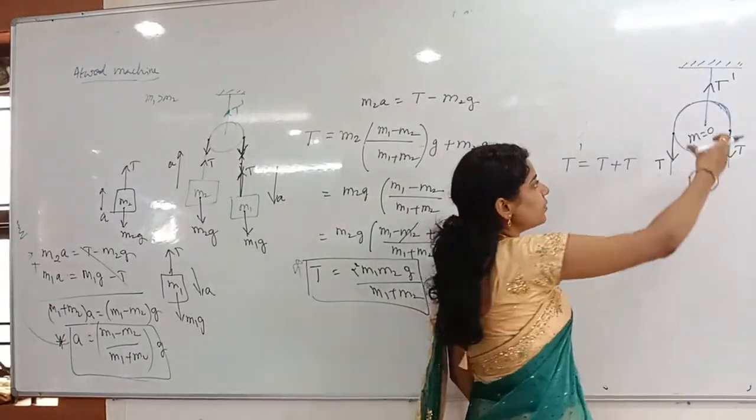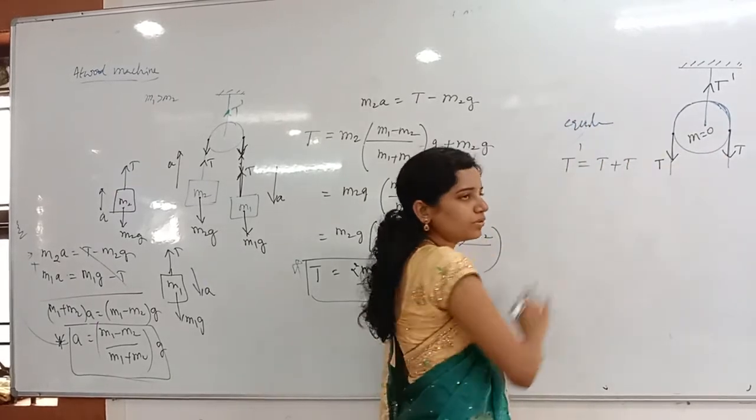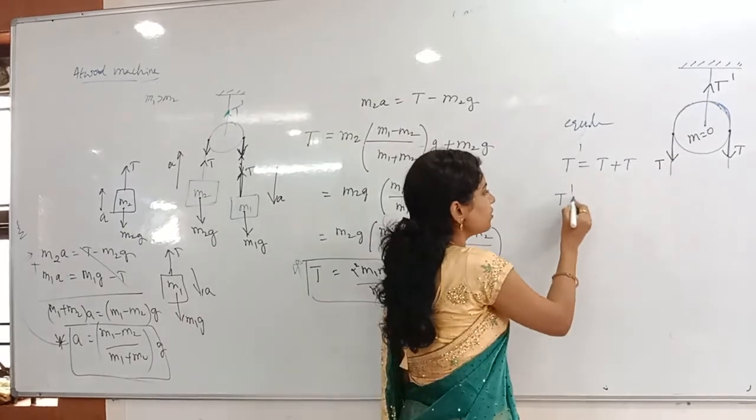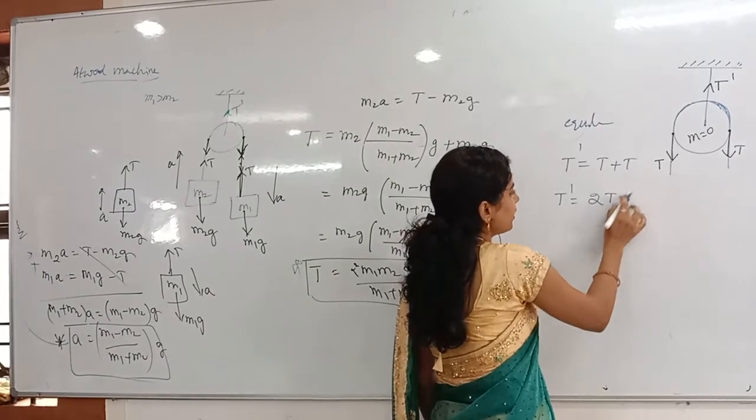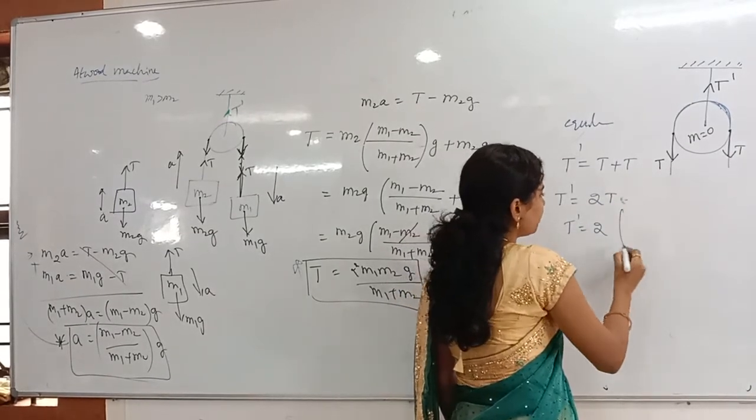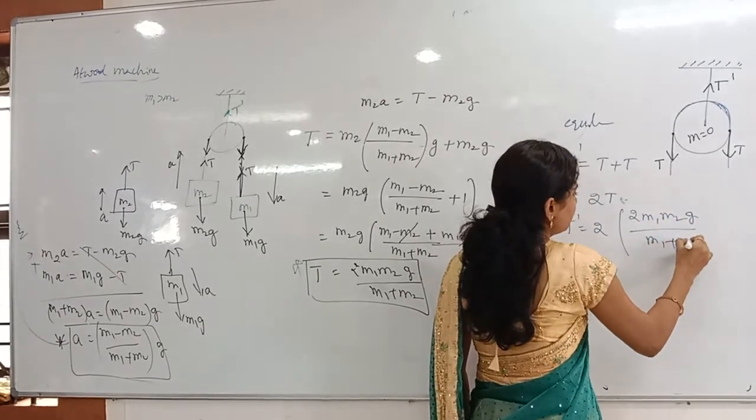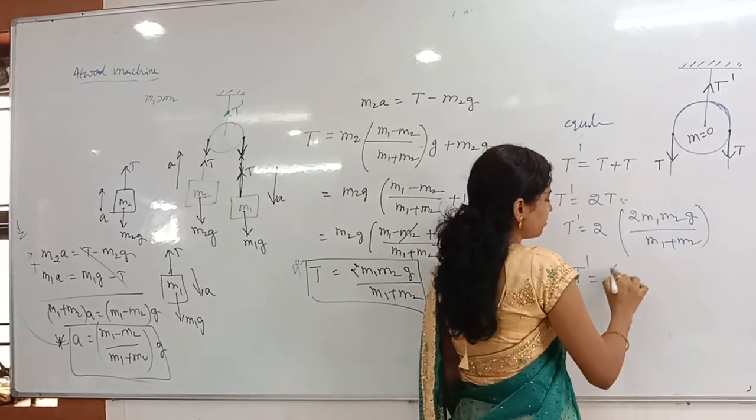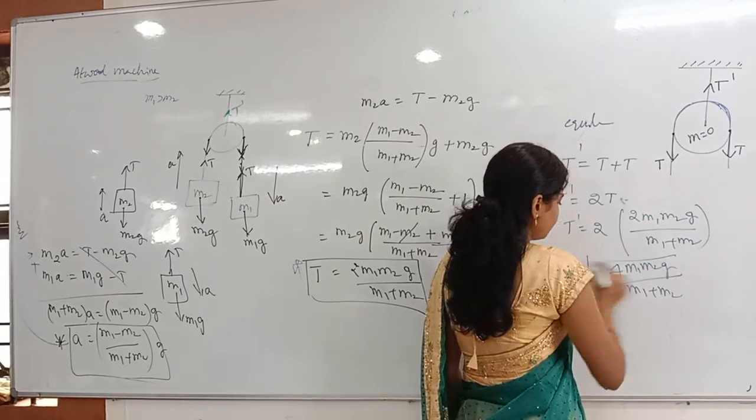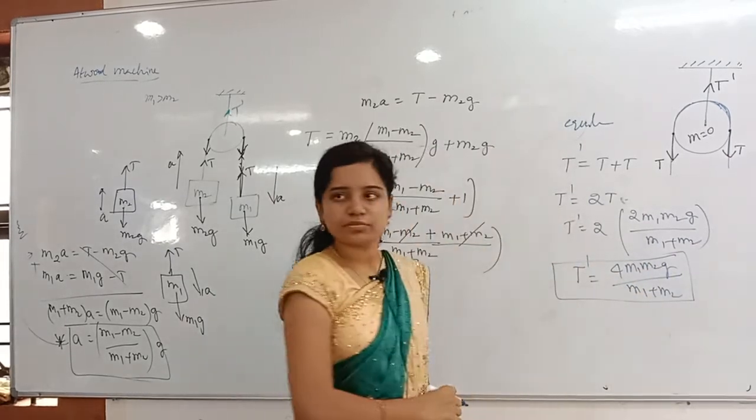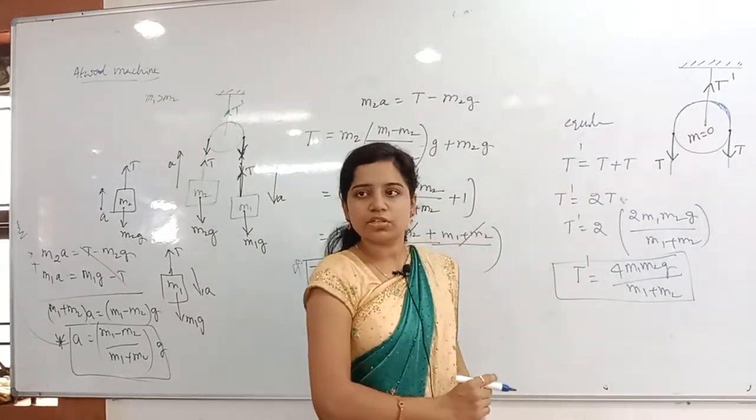Whenever the pulley is in equilibrium, at that time all upward forces equal downward forces. Then T dash equals downward forces, which is T plus T, totally 2T. Then T dash equals 2 into the T formula we got here, 2 m1 m2 g by m1 plus m2. So the tension for the pulley string is 4 m1 m2 g by m1 plus m2. This is the answer for that. Everybody understood, right? Here the pulley is in equilibrium, so I consider all upward forces equal to downward forces.